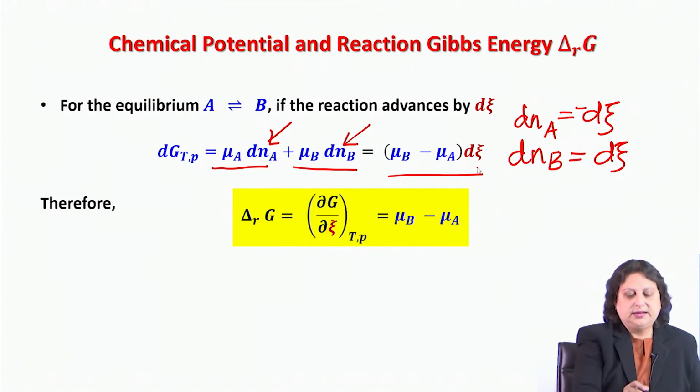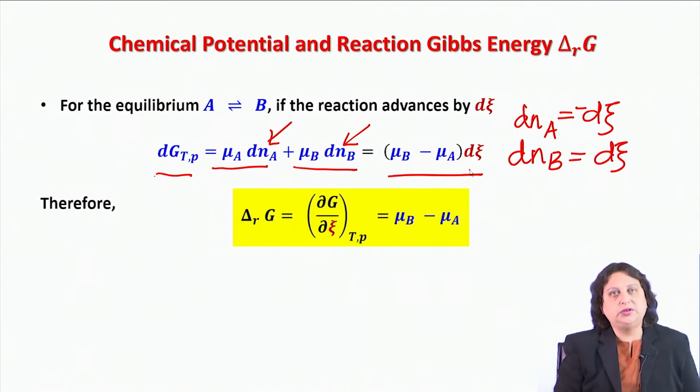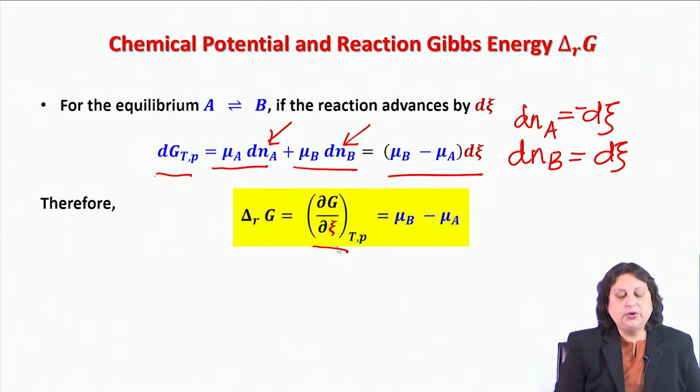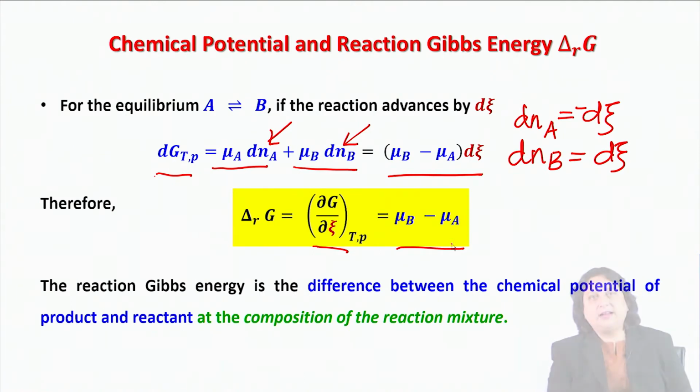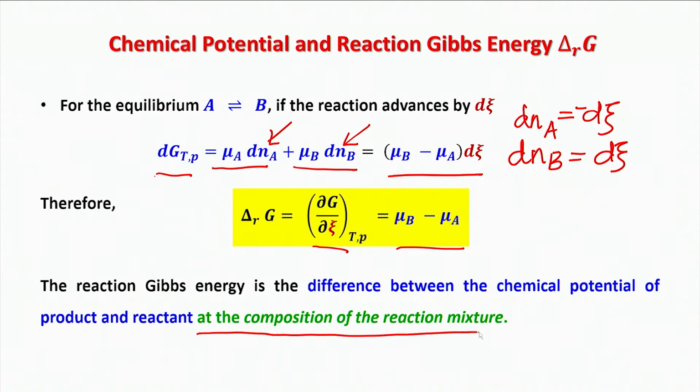Therefore, I can say, what is ΔrG? If I take this equation dG_{T,p} equal to (μB minus μA) dξ, then (∂G/∂ξ)_{T,p} is going to be μB minus μA. Therefore, I can conclude that the reaction Gibbs energy is nothing but the difference between the chemical potential of the product and the reactant. This is very important at the composition of the reaction mixture.